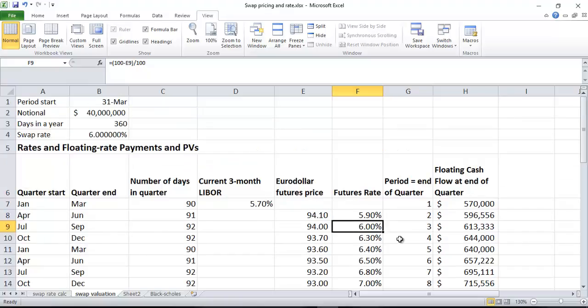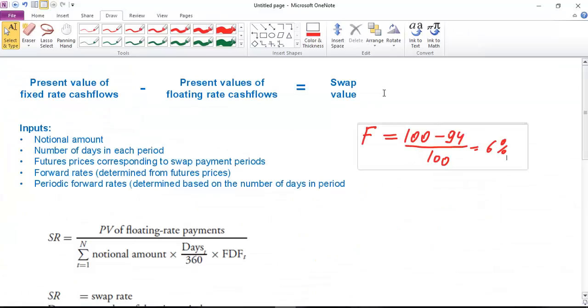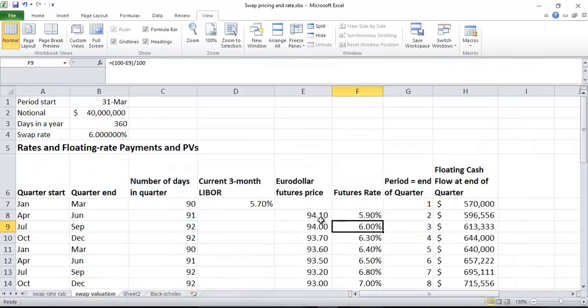Remember, the value of the swap was the difference between the present value of the fixed rate cash flows and the present value of the floating rate cash flows. In order to calculate the present values of both, we need the cash flows themselves. So that's what we're going to get. We're starting with the floating cash flows, and it's very simple to calculate.